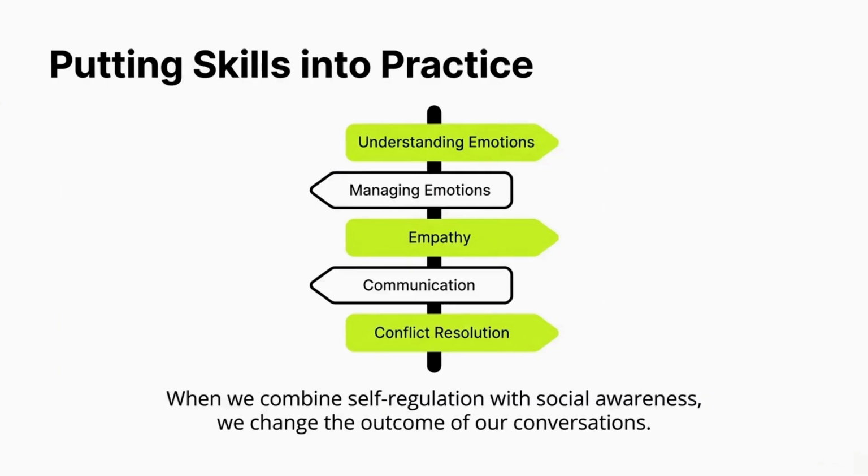Now here's the good news. When we combine self-regulation with social awareness, we change the outcome of our conversations. This powerful combination improves the ability to understand and manage emotions, to practice empathy, and to enhance communication and conflict resolution skills. Once you start trying this and practicing this, you won't get it perfect all the time, but you'll start to feel more comfortable with this approach.